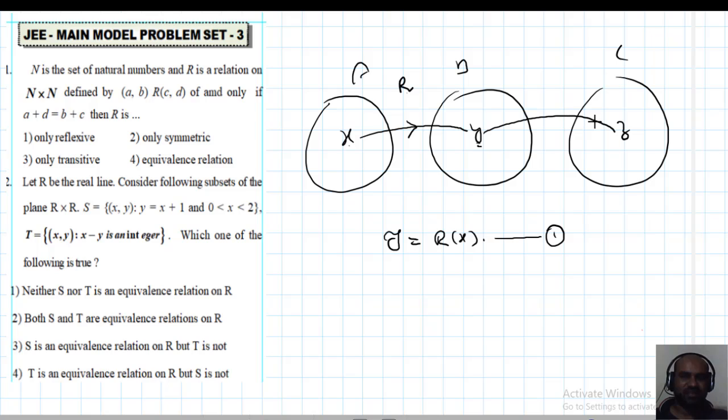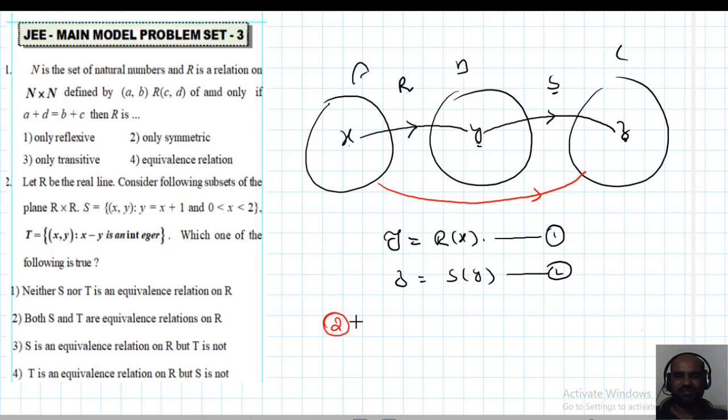Now if Y is paired with Z under a new relation, say S, then Z is the image of Y with respect to the relation S. So we can write Z equal to S of Y, equation number 2. Observe students, Z is the image of X also, under a new relation. We want to identify what that new relation is. The new relation is from A to C only. What is the new relation from A to C, by using 1 and 2?